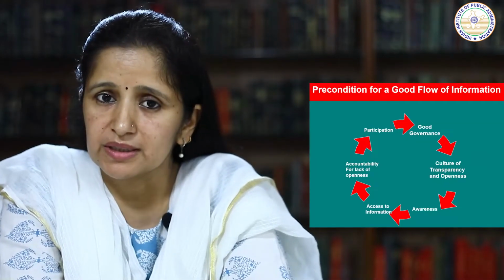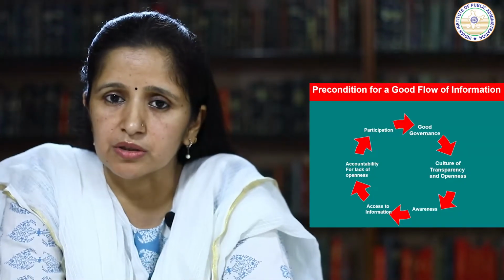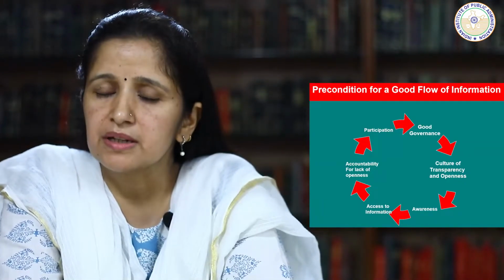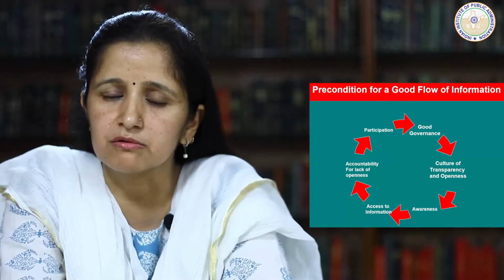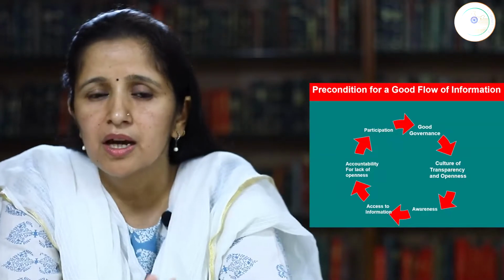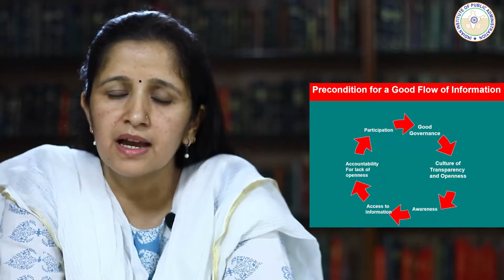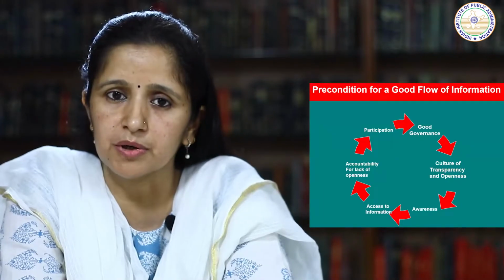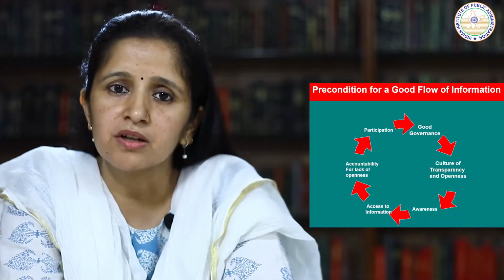For transparency and accountability in administrative setups, good flow of information is very important. Now, what are the preconditions for the good flow of information? For this, in a good governance structure, a culture of transparency and openness has to be there. Awareness about the rules and regulations per se. Access to the information is very, very important. Accountability for lack of openness and participation of all the employees in the processes is a prerequisite for a good flow of information.